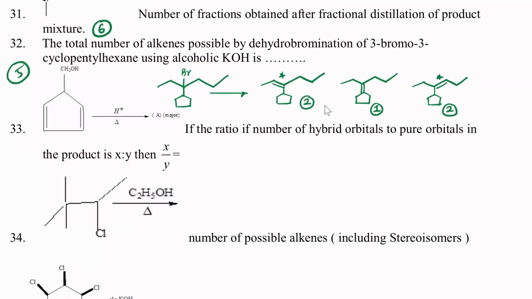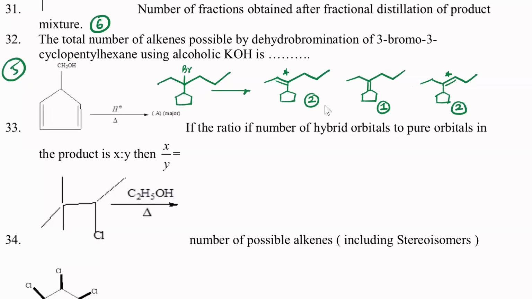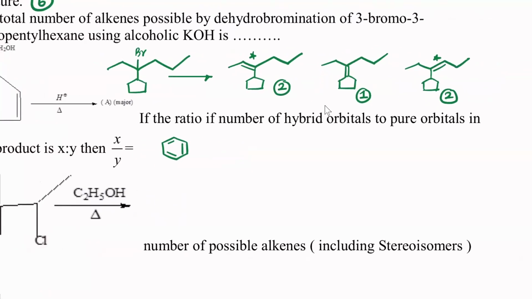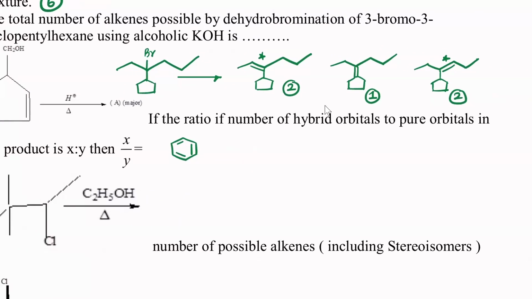Next one. If the ratio of number of hybrid orbitals to pure orbitals in the product is x is to y. This case we have done. This will always end up getting benzene. So in the benzene, if number of hybrid orbitals to pure orbitals is x is to y, so x is about hybrid orbitals and y is about pure orbitals. Correct?